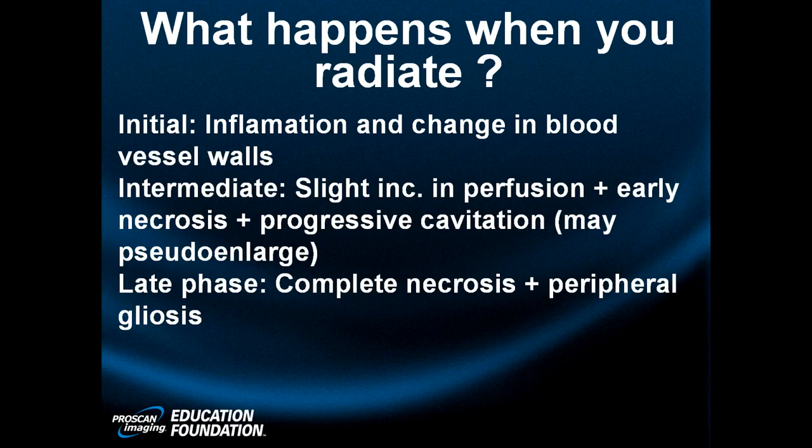What happens when you radiate? You get inflammation and change in the blood vessel walls. In fact, they can be so dramatic, they can dilate initially and then obliterate. If they obliterate, you can start popping off cavernomas. Now, in the intermediate phase, you get slight increase in perfusion and early necrosis, and then progressive but early cavitation. And this creates pseudo-expansion of the lesion. The lesion enlarges, and this is known as pseudoprogression. In the late stage, you get complete necrosis, so a big cavity, and then peripheral gliosis with sometimes serpiginous enhancement, very floppy, irregular enhancement around the outside.